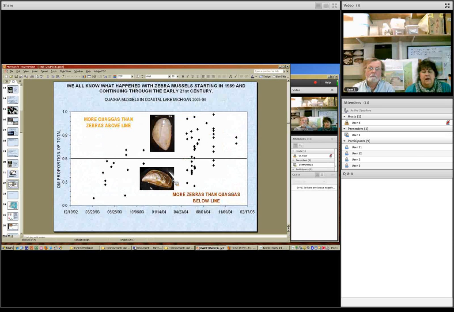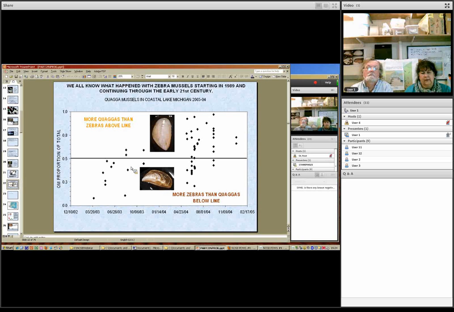We saw this graph at the end of the program last time. What I just want to remind you is that more quaggas are above this line, and more zebras would be here. The other thing that I want you to see is how I put them here. The zebras had a flat surface, so they would be resting like this on the bottom. And the quaggas would be upright, so the siphon would be sticking out here, and the siphon here would be sticking out such. So that's going to become an important component here.